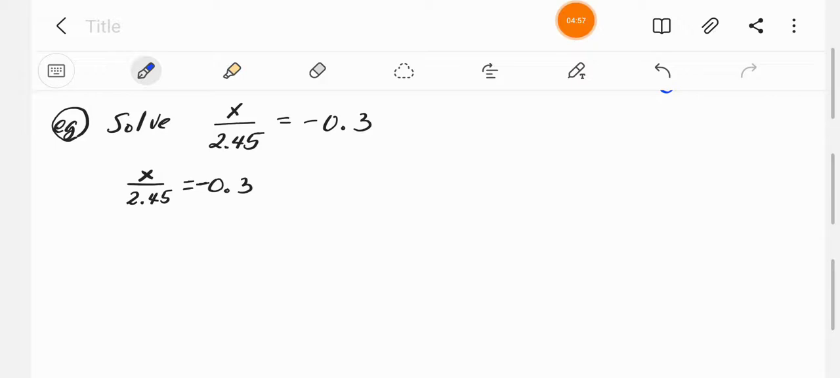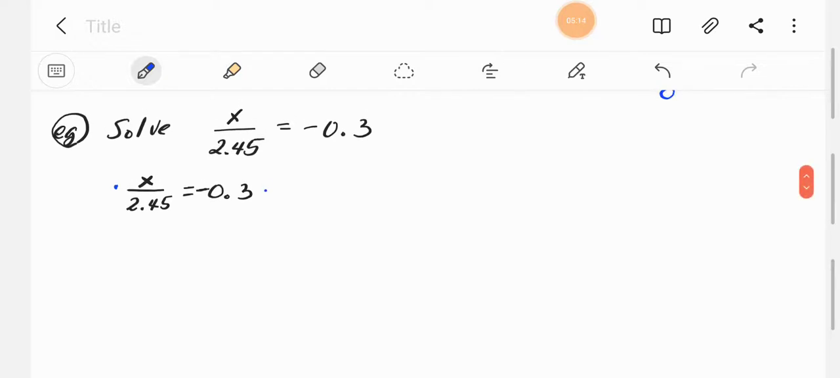For this example, now the variable is x, and this is a division. So in order to find the x value, let's get rid of this denominator 2.45 by multiplying each side of the equation by the denominator 2.45. Then this one cancels out. So x is equal to, the negative sign stays, because one is negative and one is positive. So the result is negative.